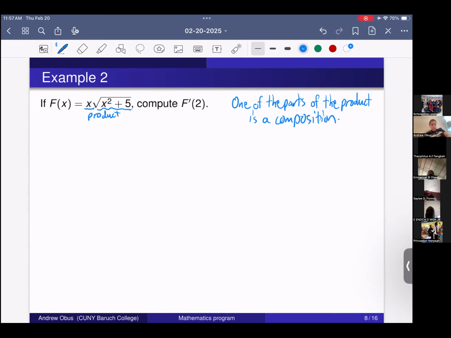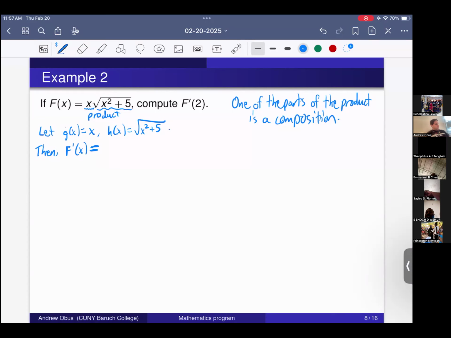So in this problem, to make it easier for yourself, you can let g of x be equal to x, and h of x be equal to the square root of x squared plus 5. Now if you differentiate g of x, you get 1.